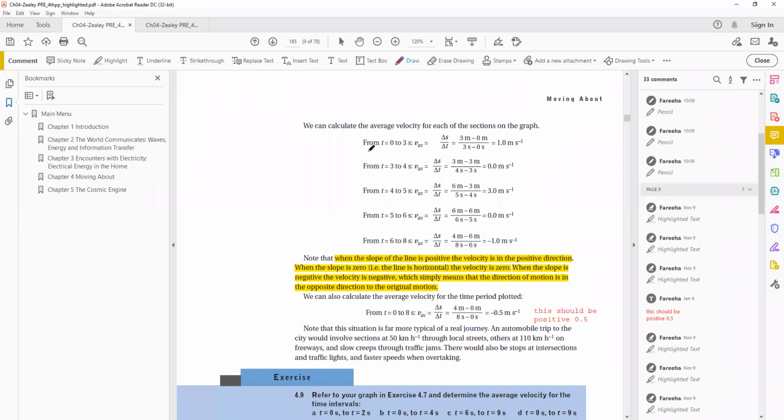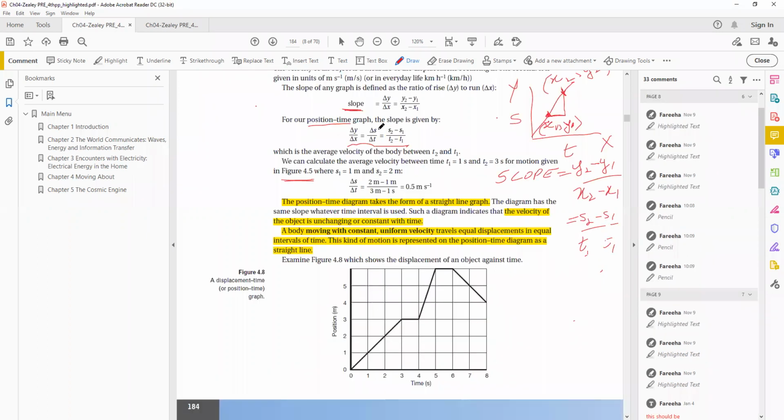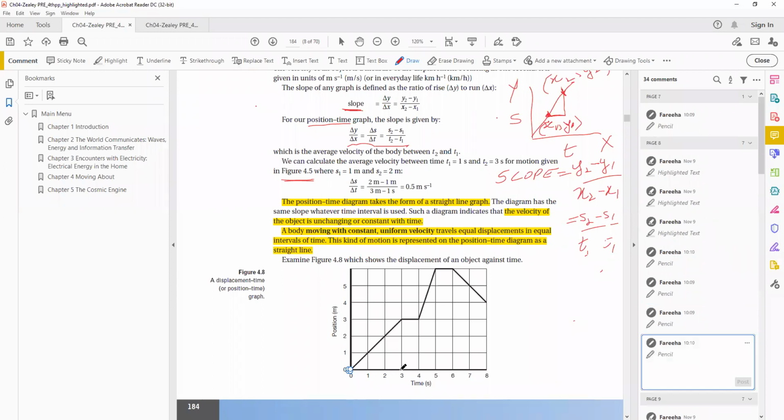The first calculation is for the time t is equal to 0 to 3 seconds. So if you look at the time t is equal to 0 to 3 seconds, so this is from here to here. So please make the calculation for this and I will take your attendance, okay?